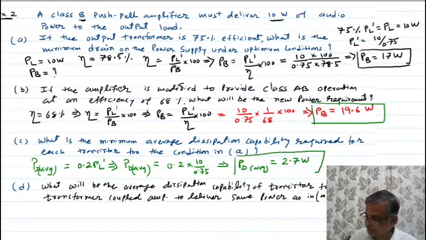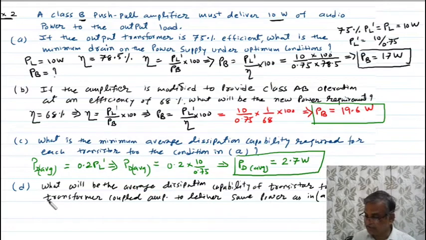So you should require transistors whose PD is 2.7 watt. You have to remember this equation. In a class B, the average power dissipation capability of each transistor is given by 0.2 PL dash. Already we have used it in a numerical. Now, they are asking these questions.